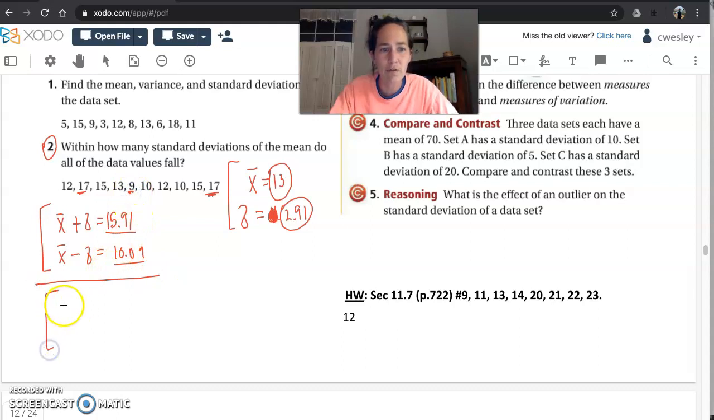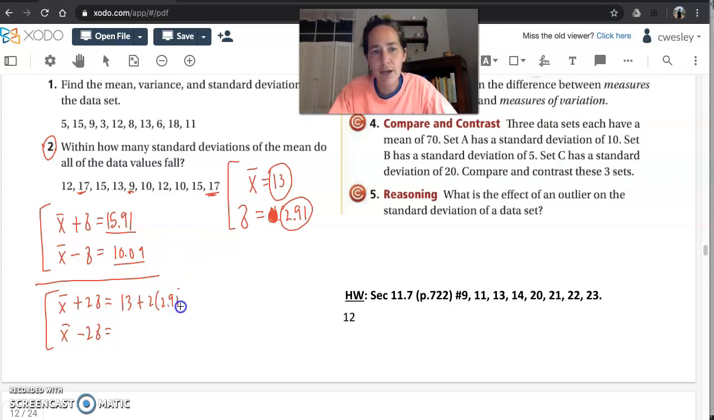Let's try 2 above and below. So mean plus 2 standard deviations versus mean minus 2 standard deviations. I'll show the calculation. Mean is 13 plus 2 times 2.91 for your high cutoff, 2 above and below, 18.82. Did we meet it? Anything above 18.82? I don't see anything. That checks out.